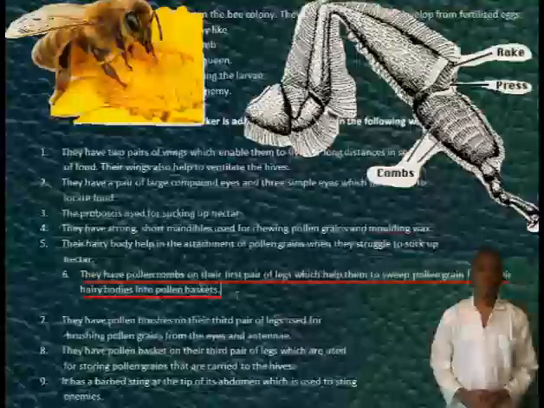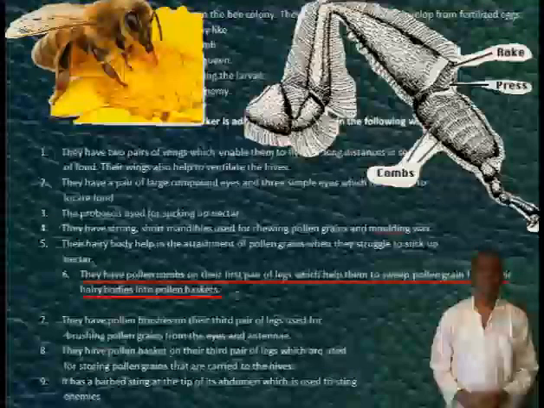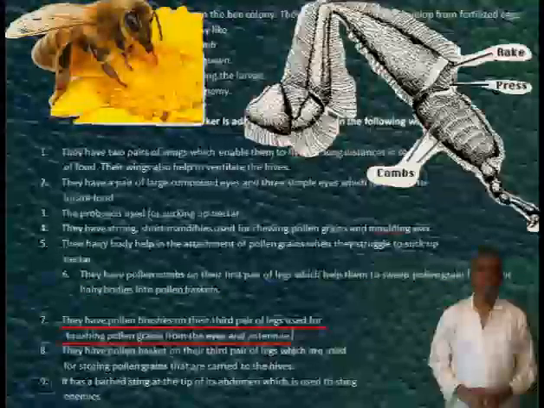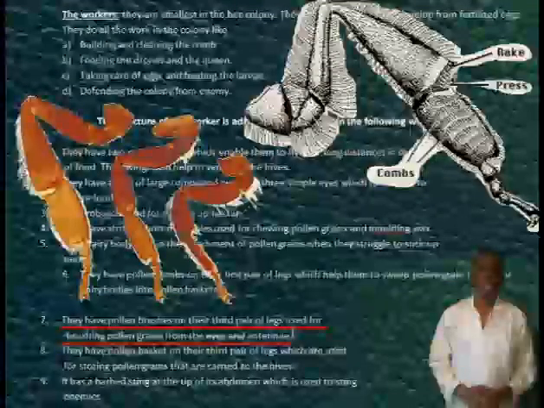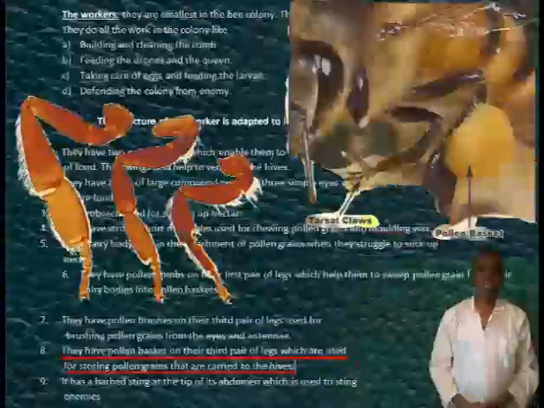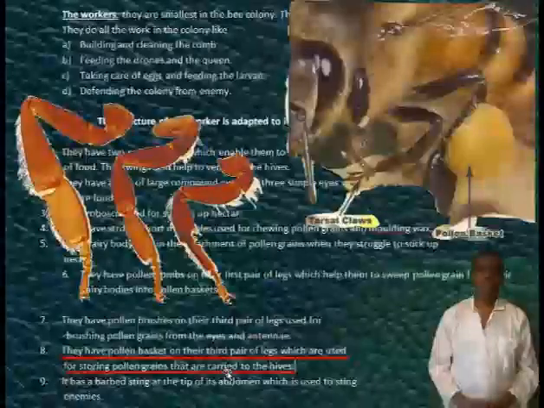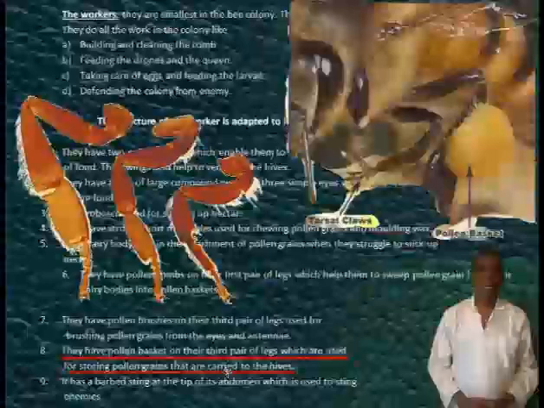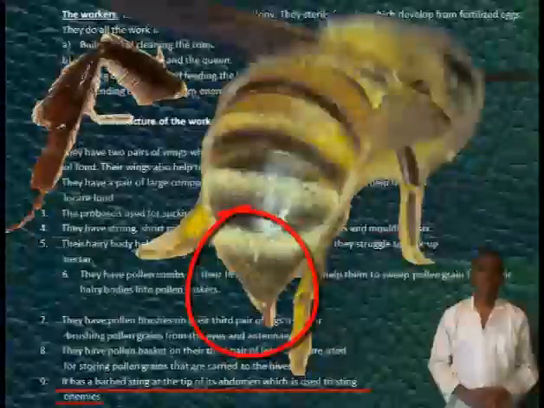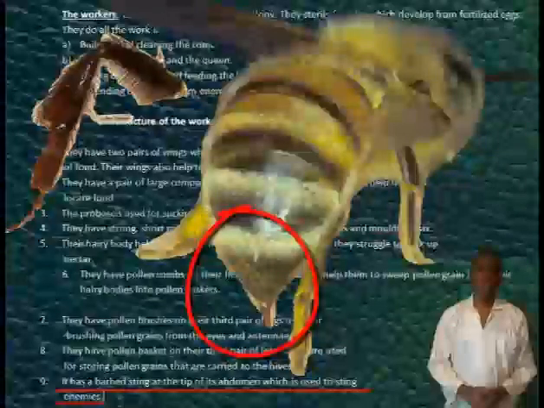They have pollen combs on their first pair of legs, which help them to sweep pollen grains from their hairy bodies into pollen baskets. They have pollen brushes on their third pair of legs for brushing pollen grains from the eyes and antennae. They have pollen baskets on their third pair of legs, which are used for storing pollen grains that are carried to the hives. It has a barbed sting at the tip of its abdomen, which is used to sting enemies.